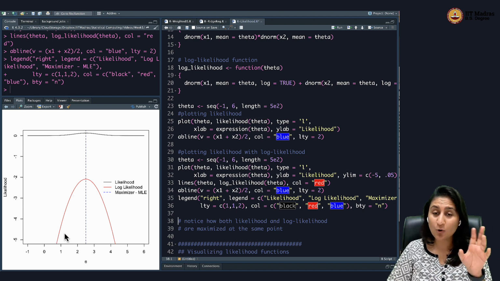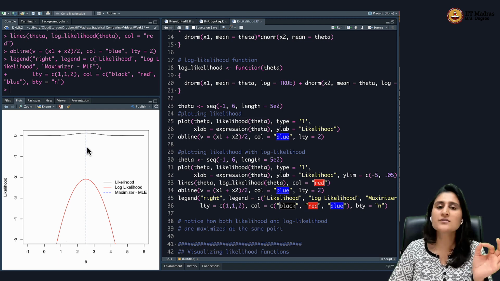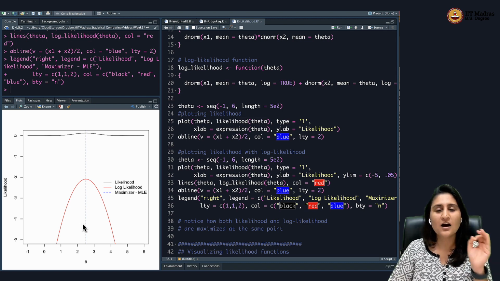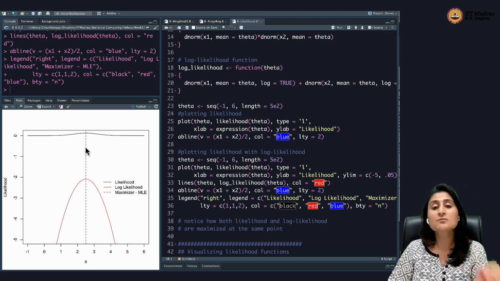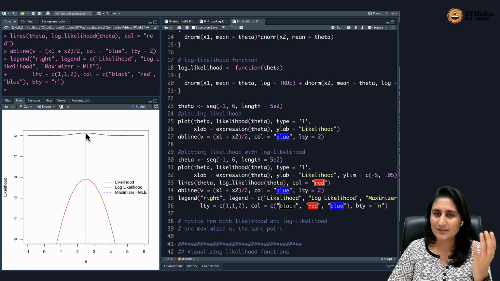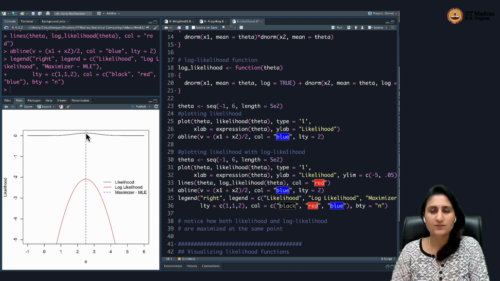But what's interesting is, although the shapes are different, notice that the place where these two curves are maximized remains the same. Notice how the argument in theta that maximizes both the log likelihood and the likelihood remains exactly the same, which is why, if our goal is just to find the argument that maximizes theta, I can just maximize the log of the likelihood instead of maximizing the likelihood. I just wanted to make sure that we understood this particular aspect of likelihood functions.